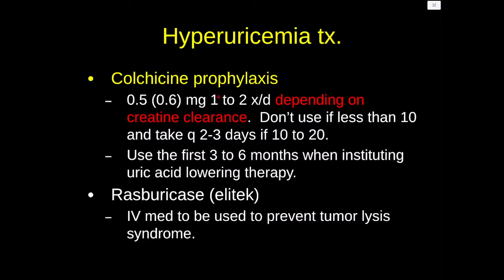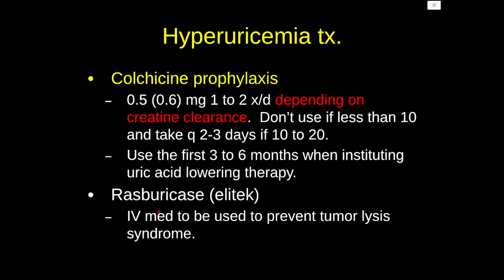When should we use colchicine as prophylaxis? When the crises are more frequent than every 3-4 years. The dosage of colchicine for prophylaxis depends on the creatinine clearance. Don't use it if creatinine clearance is less than 10 milliliters per minute, and take it every 2-3 days if it is 10 to 20 milliliters per minute. So you have to keep in mind the creatinine clearance for the dosage. Use it for the first 3 to 6 months when instituting uric acid lowering therapy.